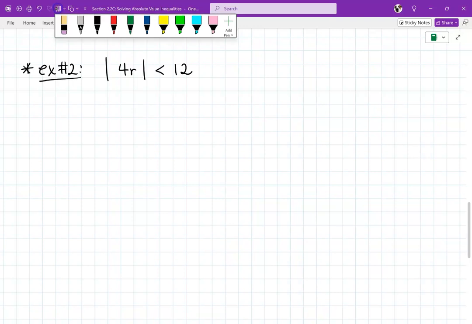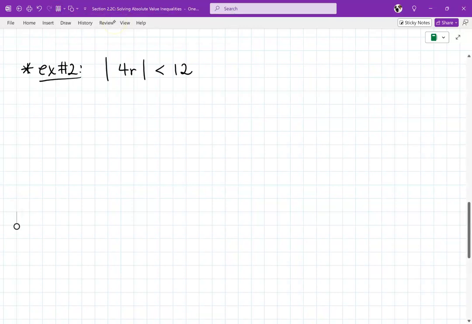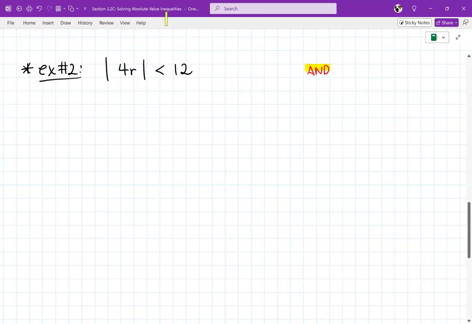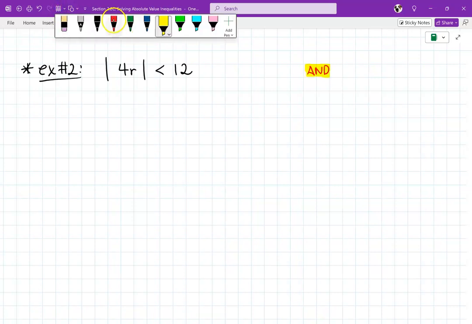Here's the next one. Is this an and or an or? It's an and, right? It's pointing at the inequality. So this is an and. I'm going to put that right here. And problem. Okay. Just a little note for myself so I don't mess up.